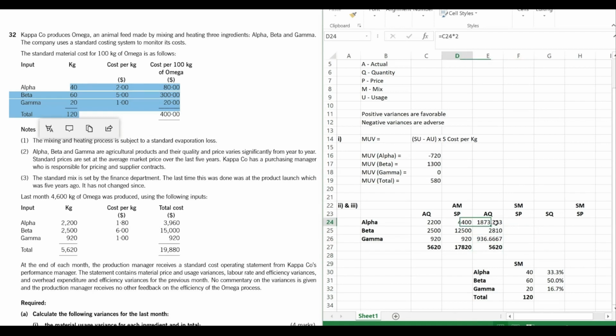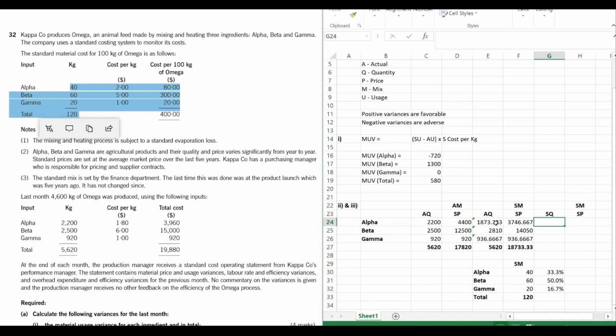Okay, once again, we'll multiply these by the standard price. We'll just copy the formula and it'll do it for us. We'll get these amounts, add them up, we get our total 18,733.33.